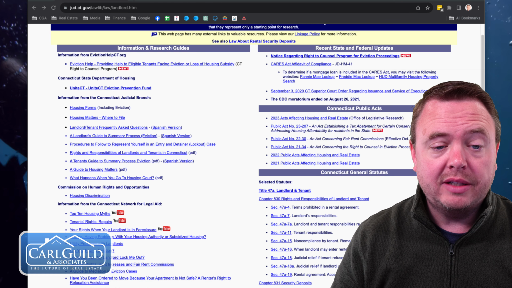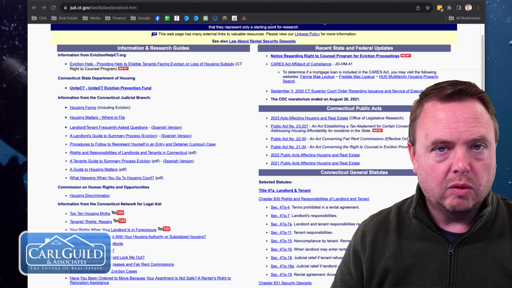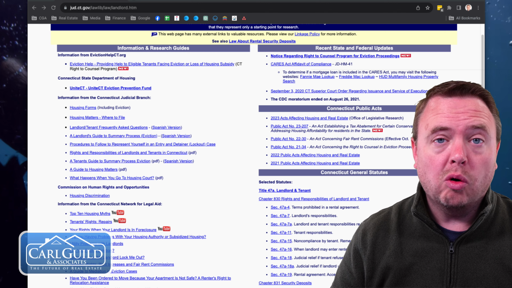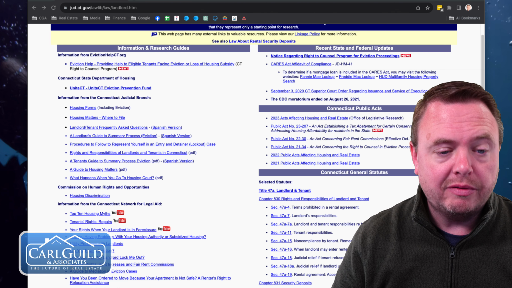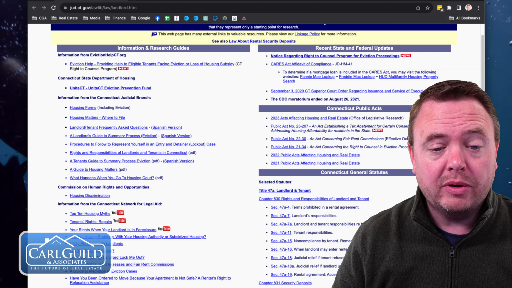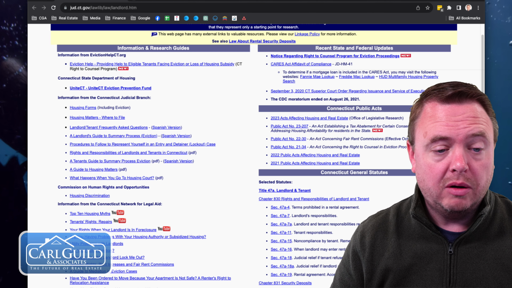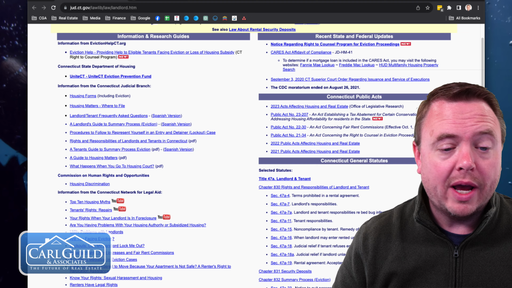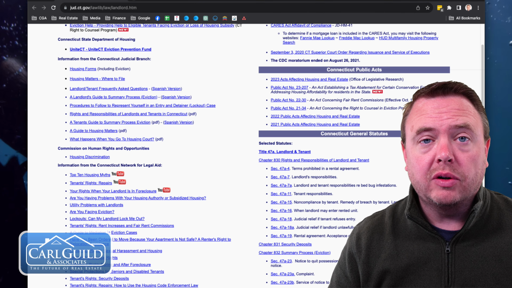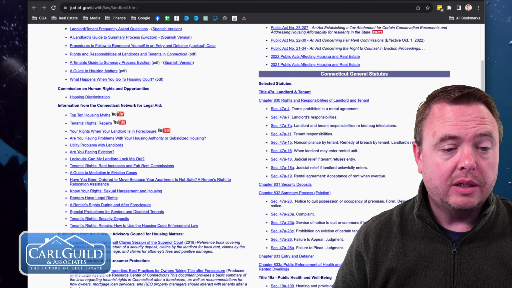A landlord's guide to eviction. It's a great thing to follow up on if you're thinking about becoming a landlord or are currently a landlord thinking about an eviction. A tenant's guide to eviction, another important thing to know. A guide to housing matters, what happens when you go to housing court. All about housing discrimination. If you're a landlord, you really need to know about this.